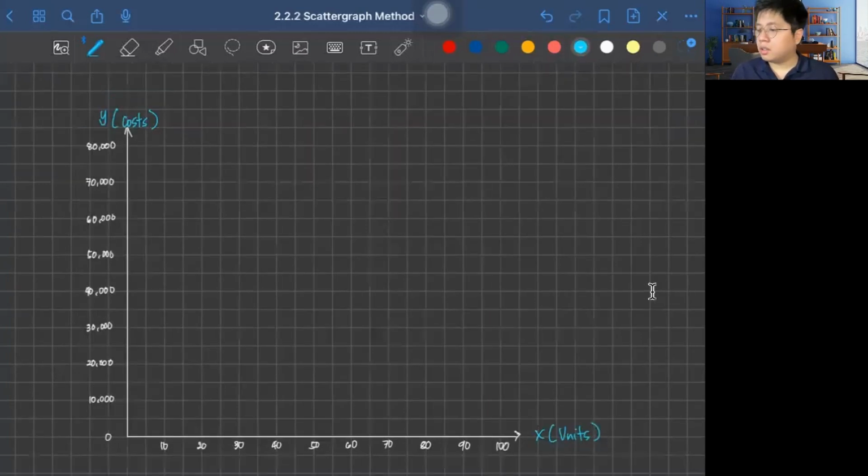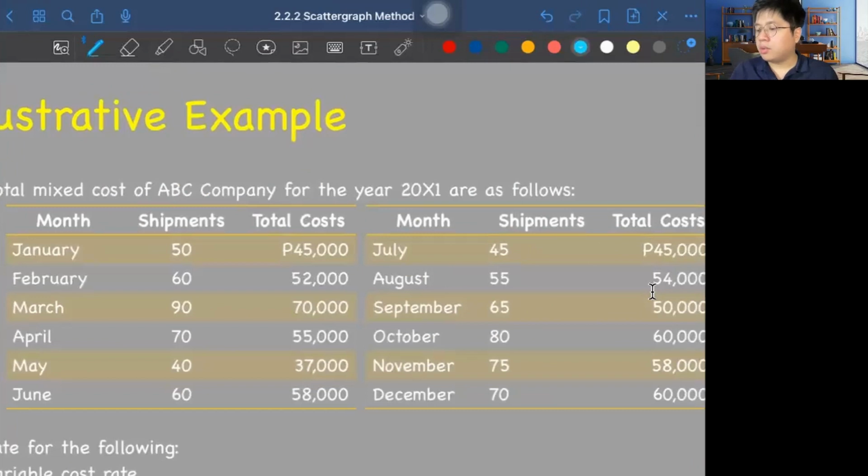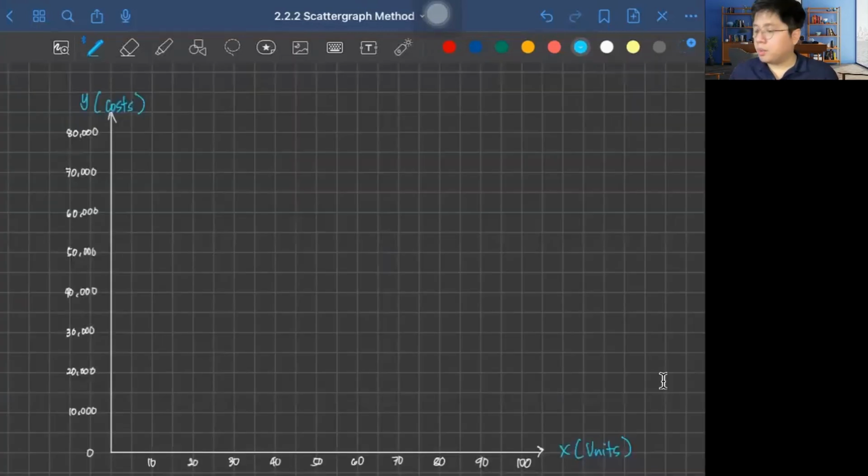Let's go back to the given. For the month of January, it's 50 and 45; February, 60 and 52,000, and so on. So for January, we have 50 for the x-axis and 45 for the y-axis. Let's use red ink. So 50, then 45, so it's here. February, 60 and 52, so let's just approximate the 52 here. March is 90, then 70.